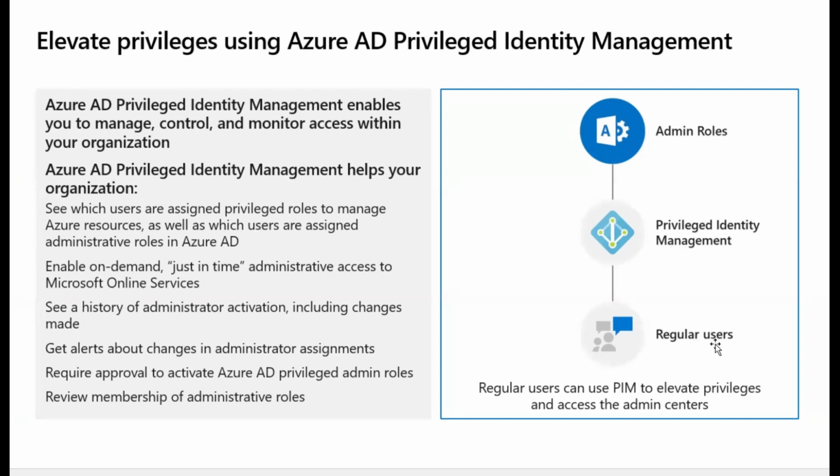Maybe regular users want to perform some admin tasks, so we can provide them access for a particular period of time. Let's say for 6 hours or 12 hours or 1 day or 2 days, we can provide access to them. Also, we can set it up in such a way that when they want to access, they need to get approval. And review memberships of administrative roles. These things we'll also be able to review from Azure AD Privileged Identity Management, or we call it Azure AD PIM, meaning Privileged Identity Management.